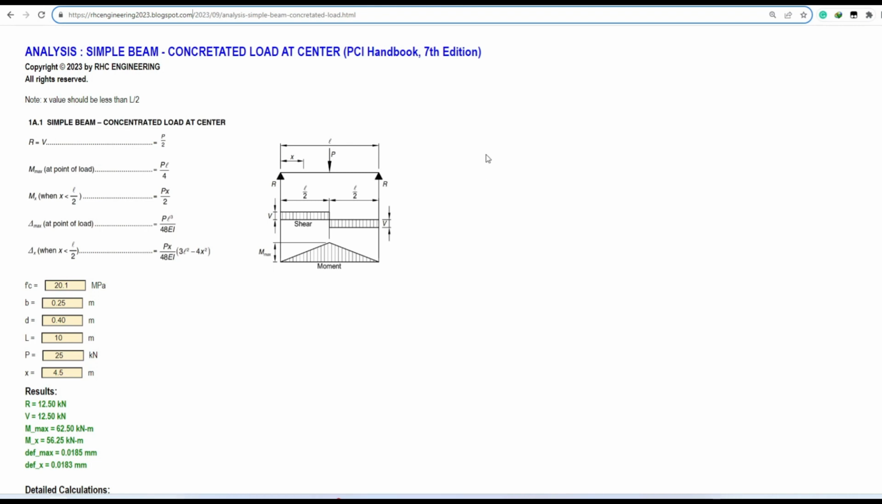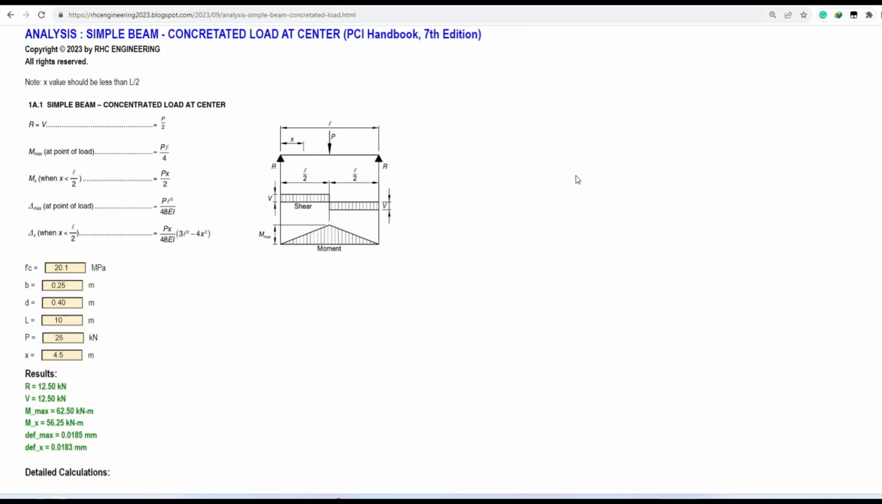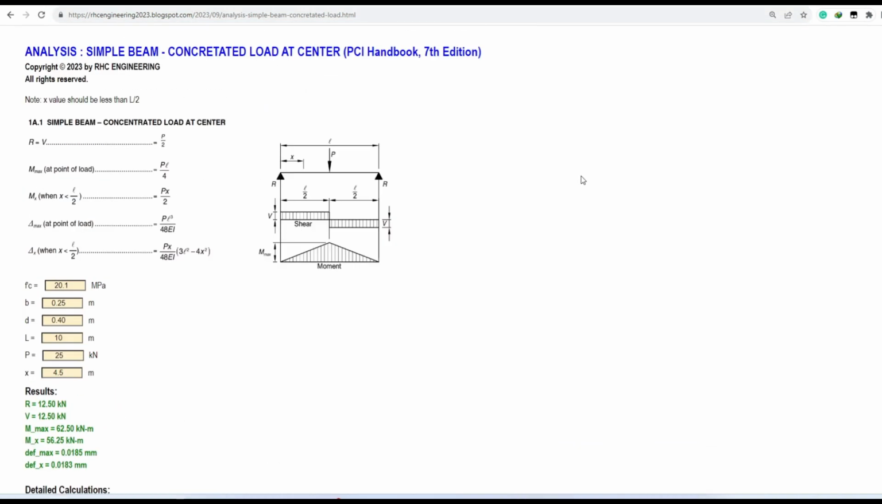Today, I will show you the analysis of a simple beam with a concentrated load at the center as per the PCI Handbook 7th edition. So our reference is as per the PCI, although we have this kind of structure in the different references you can use. But my reference is as per the PCI. Okay. We have here the formula.